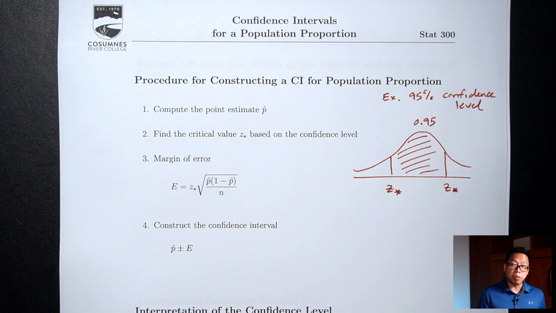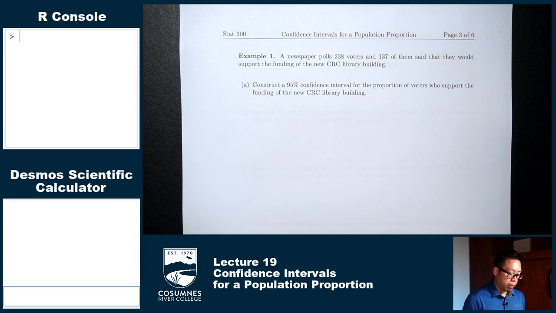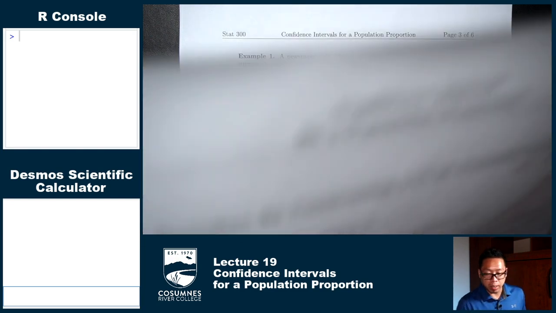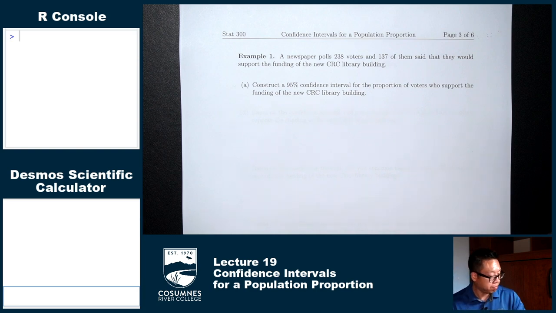Now, let me skip to example one on the third page. Example one: a newspaper polls 238 voters and 137 of them said they would support the funding of the new CRC library building. Part A, construct a 95% confidence interval for the proportion of voters who support the funding of the new CRC library building. The first step in constructing a confidence interval will be to compute the point estimate p-hat.